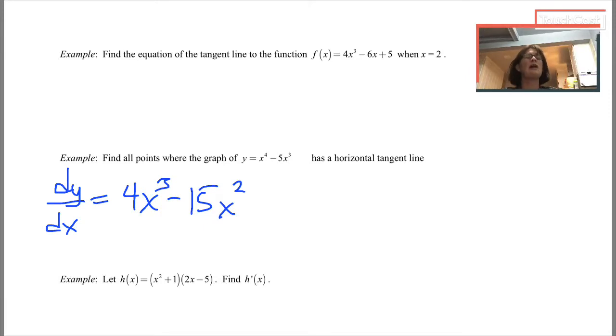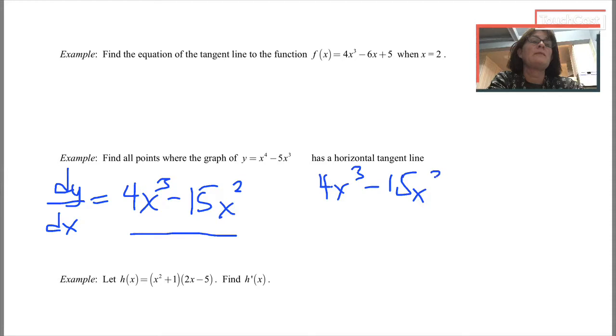Okay. So now I want to know where the slope of the function is 0, where the slope of the tangent line makes it horizontal, so the slope must be 0. So I'm going to write this equation: 4x cubed minus 15x squared equals 0.